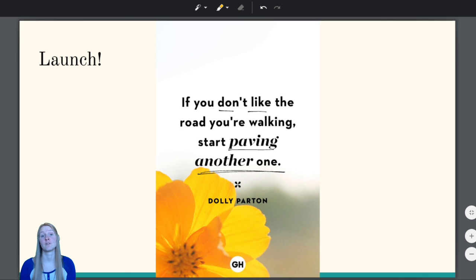I love this quote because in high school, I didn't like the road that I was walking. I was lonely. I didn't feel like I had a lot of friends. I did not like the road that I was walking, but I didn't know that I had the power to pave another one. I thought, man, my home life isn't great. Man, I don't have many friends. Whatever. Sad. And sure, you can think that, but I would have been so much happier of a person if I had taken my life into my own hands and said, oh, I don't have very many friends. I would like to change that.